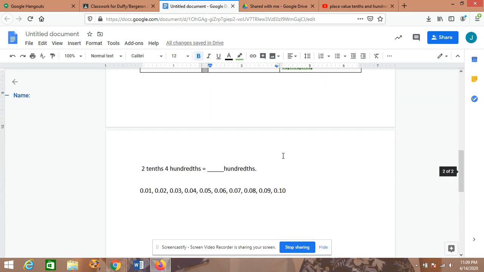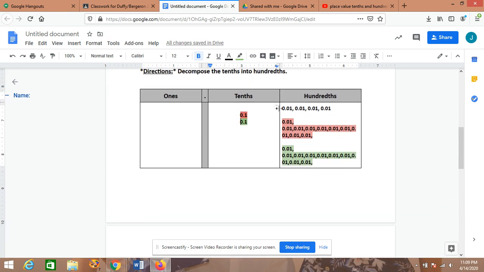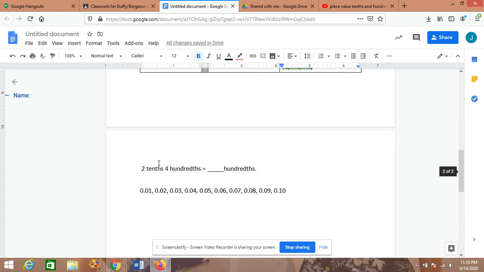But we're not going to highlight these because we don't need to. They were already there. But now we're going to add them all together, so we make sure we count them all together. We know we had 4 to start off with, 1, 2, 3, 4. And then each tenth we broke up into 10 hundredths. So that's 10 here, another 10 here. So that's 10, 20, 21, 22, 23, 24 hundredths. So 2 tenths and 4 hundredths is 24 hundredths.